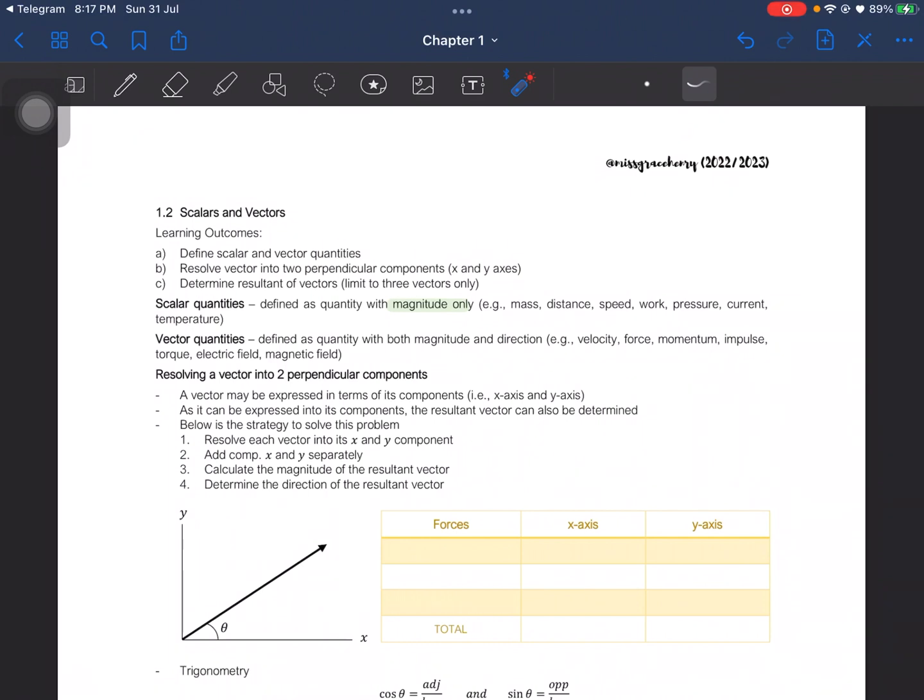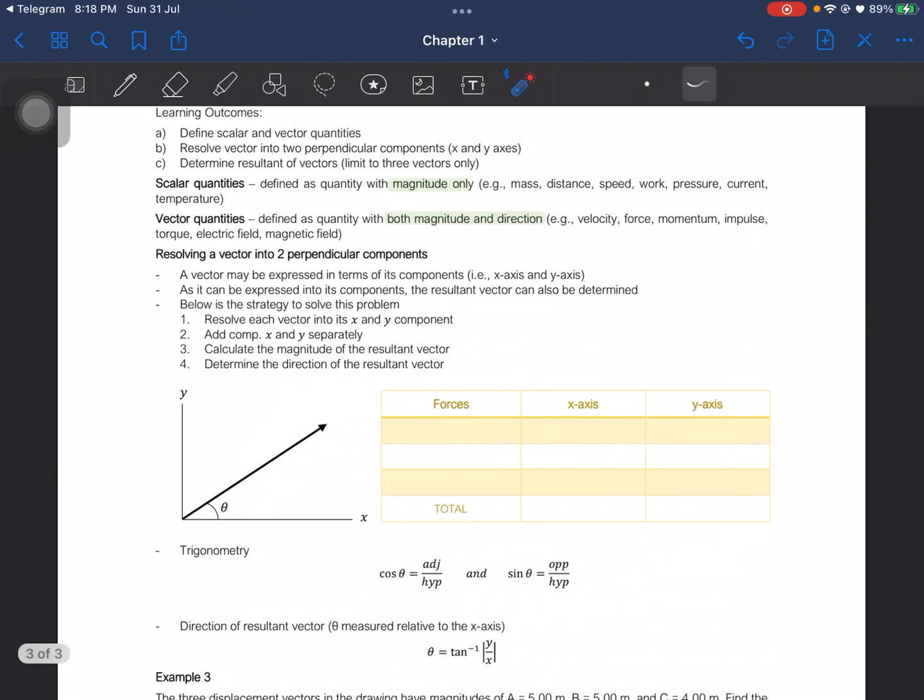For vector quantities, they have both magnitude and direction. That includes velocity, force, momentum, impulse, torque, electric field, and magnetic field. All of those are vector quantities because they tell us where they are heading, where the direction is. That is what we call vector quantities.